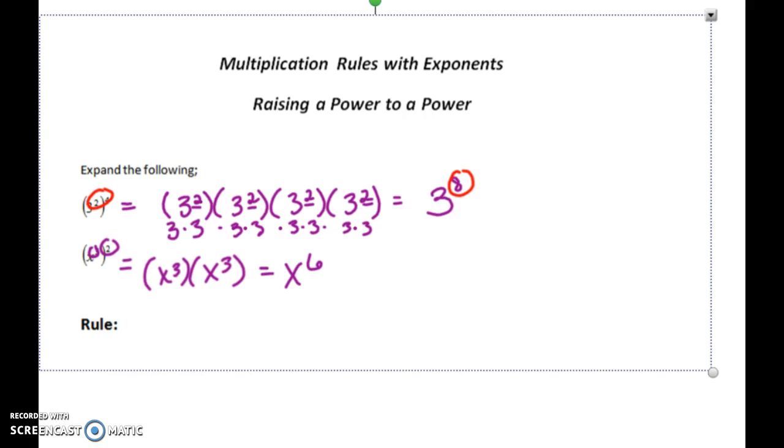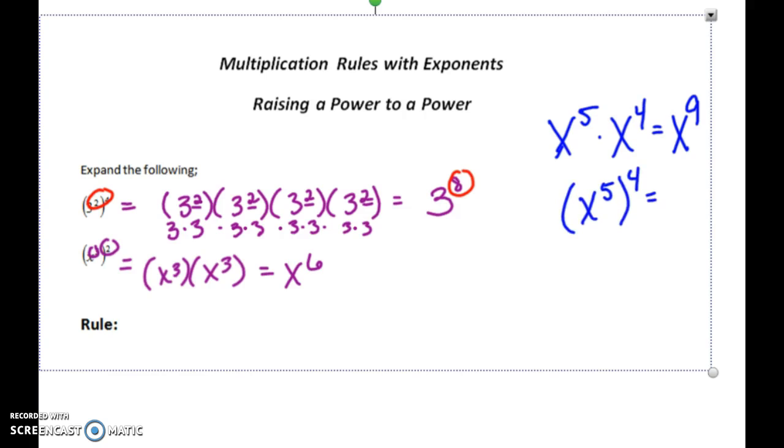So somewhere on your paper, I want you to also write the difference between if I have x to the 5th times x to the 4th. This is where I add the exponents. But x to the 5th to the 4th is when I multiply the exponents. If you see the base twice, that's when you add the exponents together. This one I see the base once, and I'm raising a power to a power. That's what this is right here. Raising a power to a power, that's when you multiply. 5 is a power, 4 is a power.